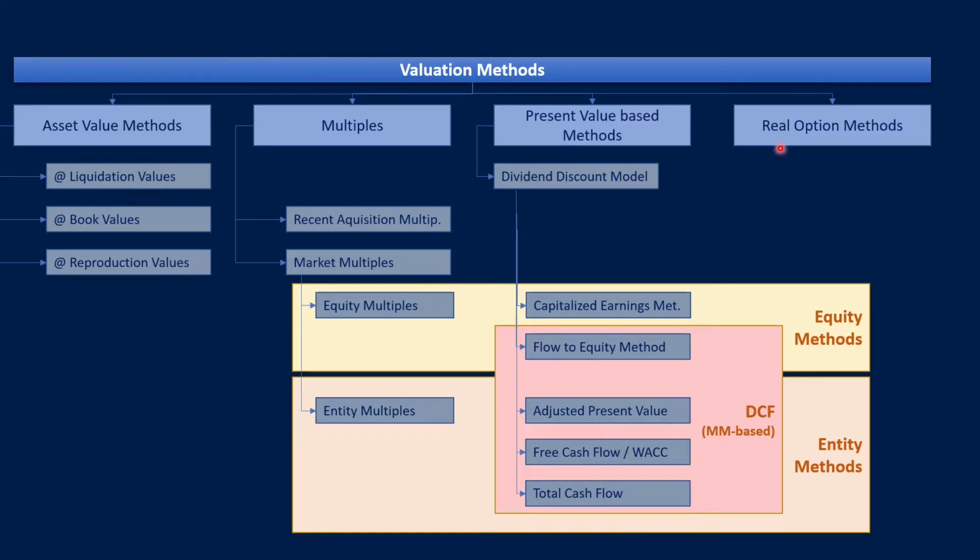Last but not least, there are the real option methods. Real options are based on option pricing formulas. Option pricing can only be applied in very simplistic valuations like oil, mining rights, or something similar. They are not very handy when it comes to business valuations.